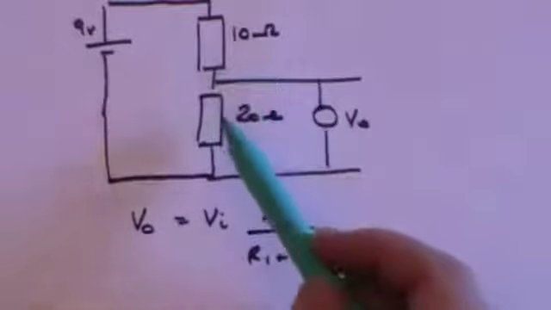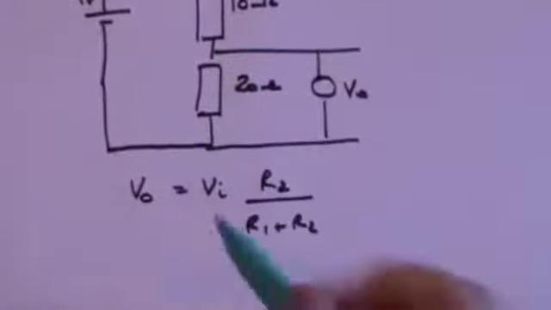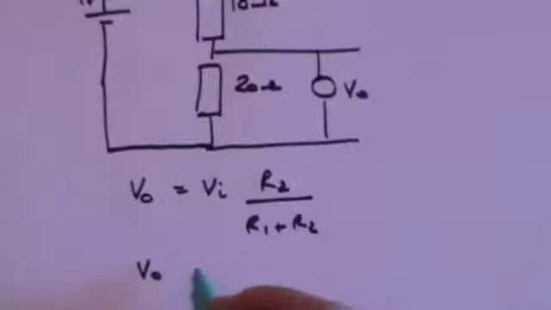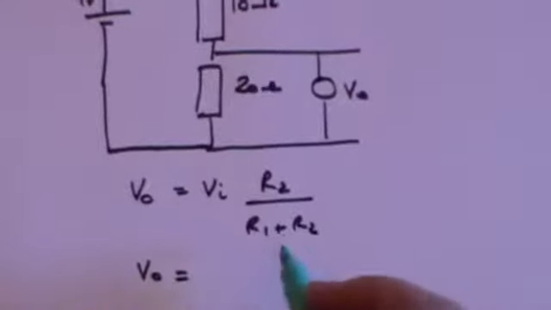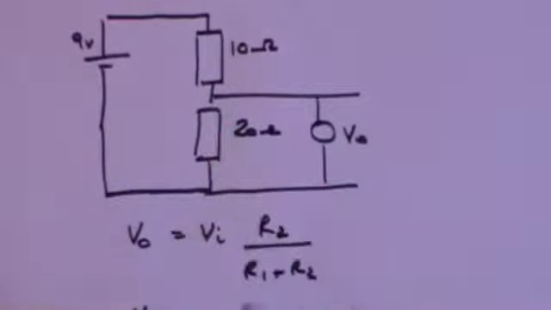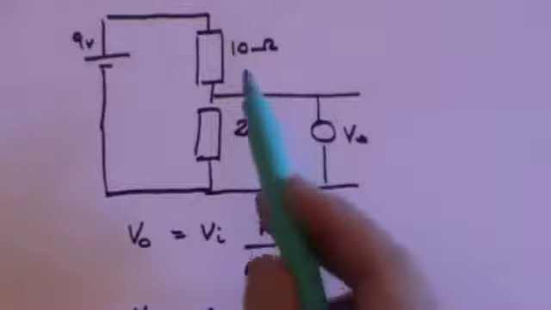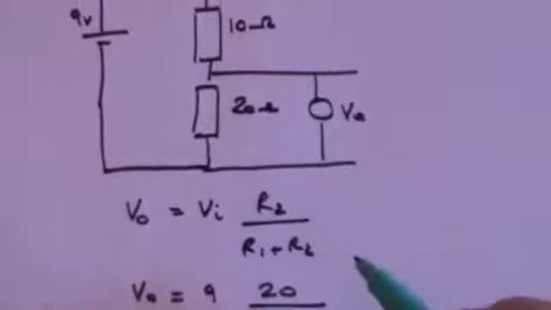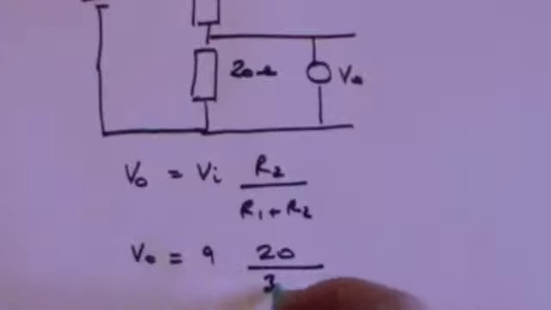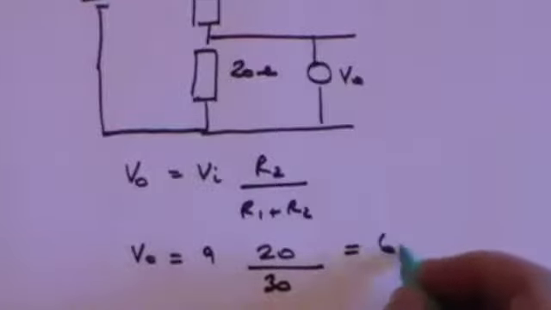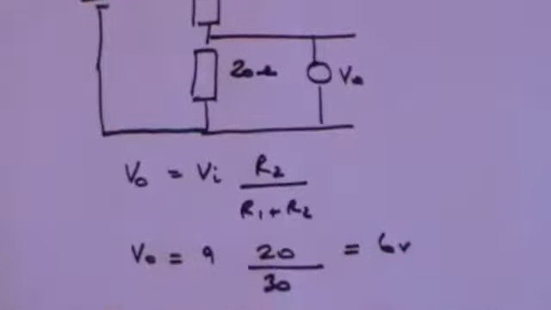This, of course, is R1, this is R2. So the output voltage, which is what we want to find, is the input voltage, which is 9 volts, times R2, which is 20, divided by R1 plus R2, so that's 10 plus 20 is 30. So 20 over 30 is 2/3. 2/3 of 9 is 6 volts. So the output voltage is 6 volts.